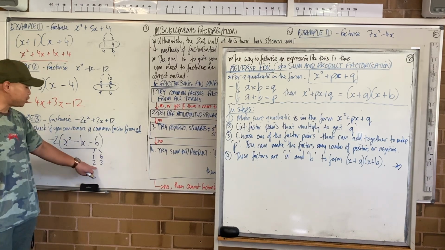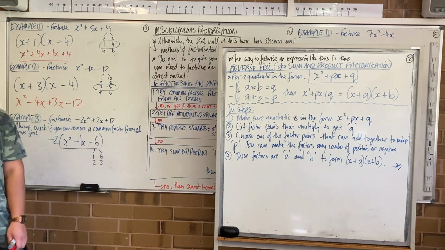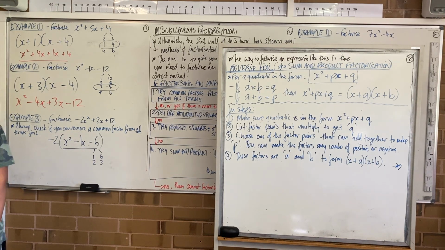What numbers can I achieve with 2 and 3? 2 plus 3, 5. Or I could achieve 1, which is what I need. What combo of positive and negative do I need to get negative 1?